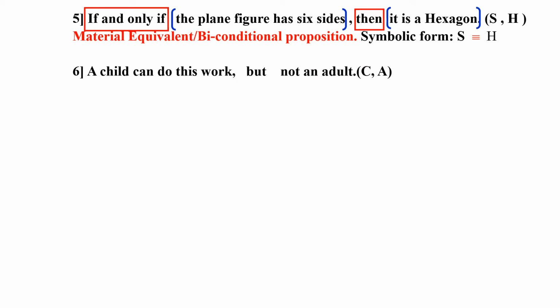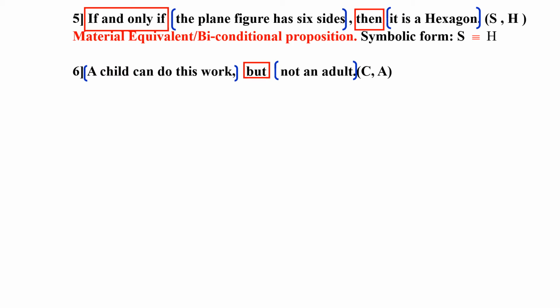Now sixth, a child can do this work but not an adult. So the main connective will be but. And what is the first component, that is conjunct? A child can do this work. And the second conjunct will be a child is not an adult. So C for child can do the work and A for an adult.